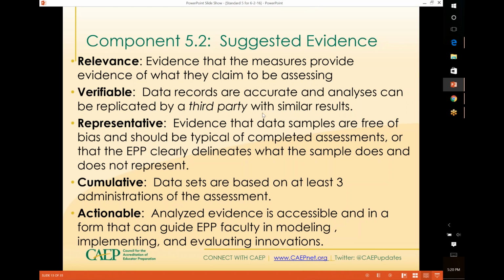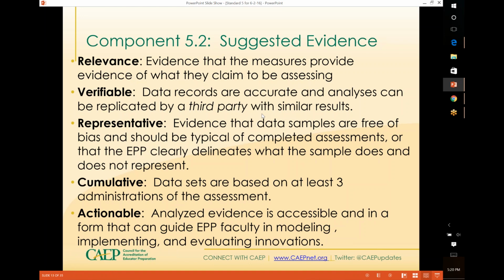Verifiable is that your data records are accurate enough that the data and analyses on that data can be replicated by a third party with similar results. And this is something that you can expect that your reviewers might ask to do, because they are asked by CAEP, no matter what pathway, to conduct some independent audits of the data that you presented. So you want to make sure that your data records are accurate and available to the reviewers. Representative, you want to make sure that your data samples are free of bias and should be typical of completed assessments, and that you can delineate what the sample does or does not represent.